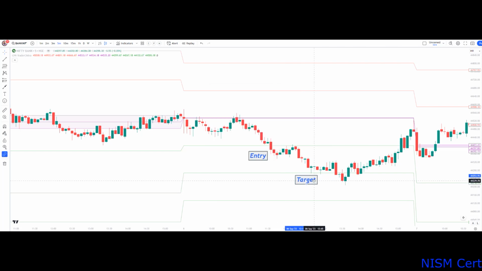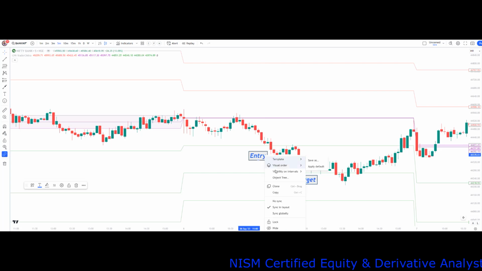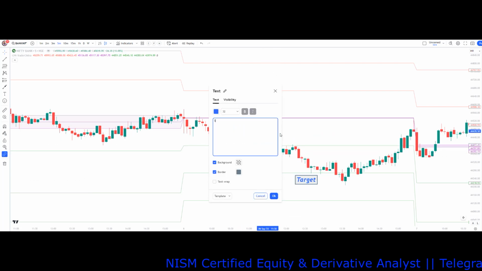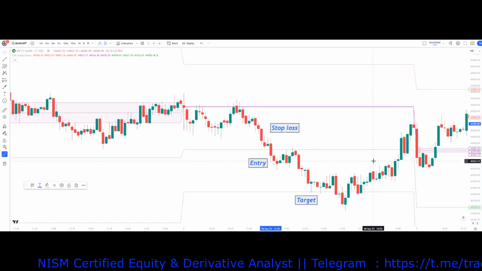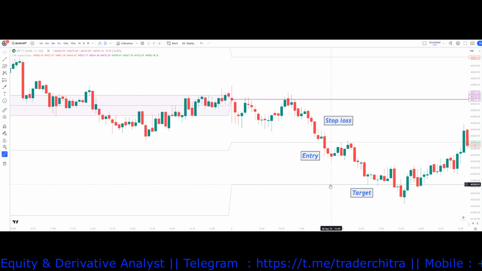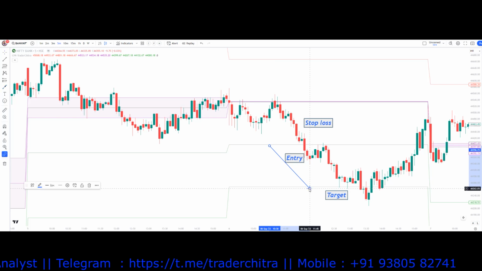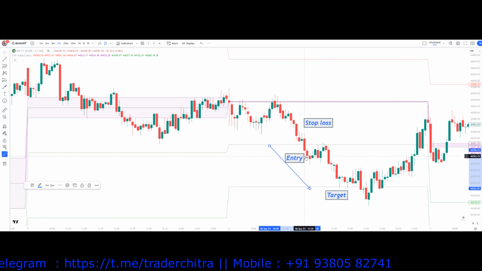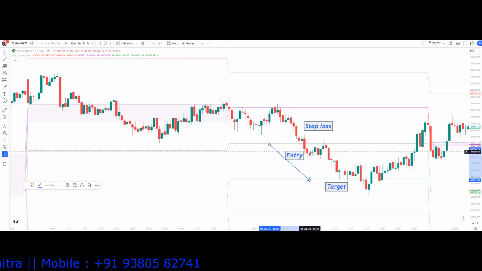Alright, so we got the target, that is S2. What is the stop loss? Stop loss we can keep above the red candle, so the high of the red candle is where we keep the stop loss. So here we will be entering into the short trade for the target of S2, and our target got achieved. So we got the entry at 44,363 and the target at 44,268. Almost 100 plus points in this trade.